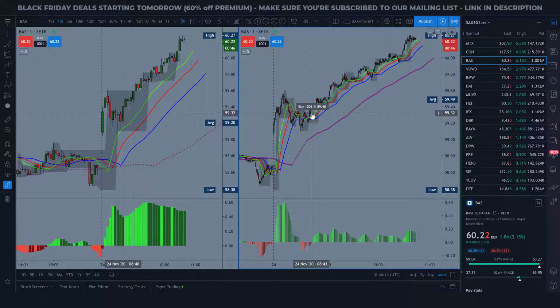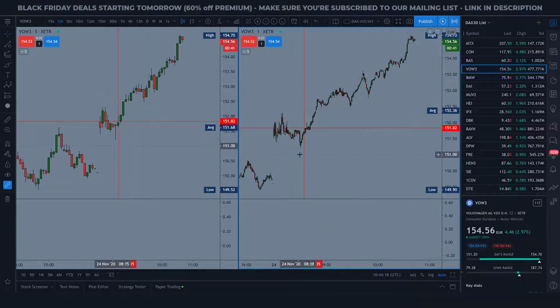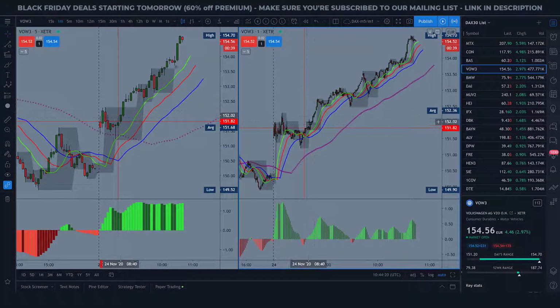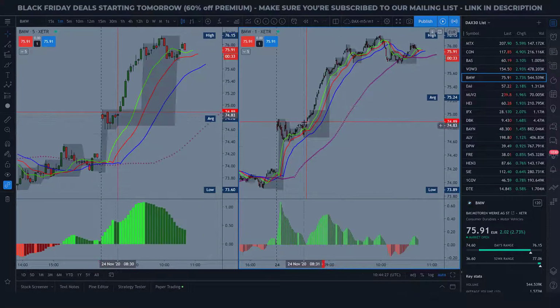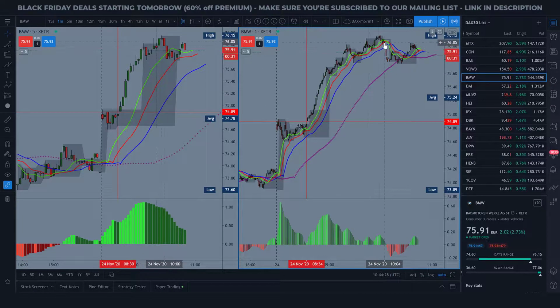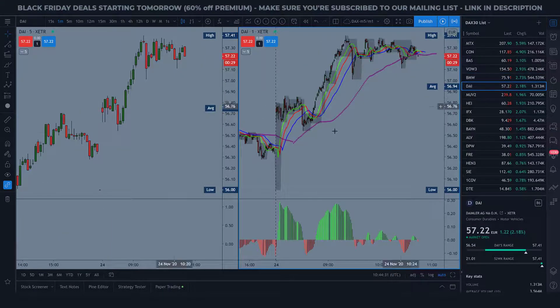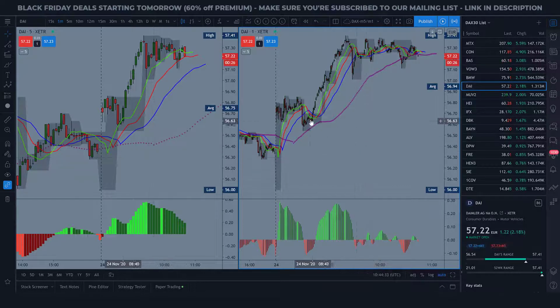See, I've gone long here and I've exited there. Volkswagen had a setup one. Look at this. Look where it went, 51 to 54. BMW had a setup one. Look where it went, all the way there. Daimler, this had a setup one. It went up.